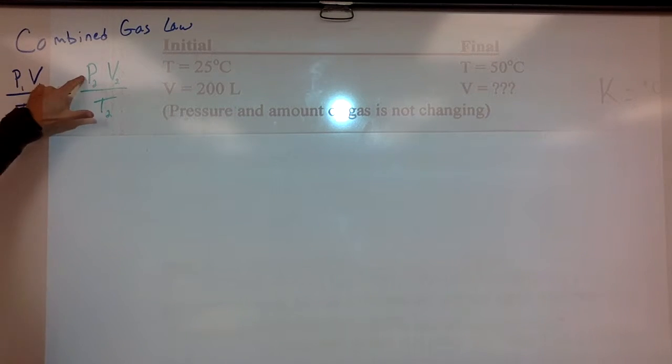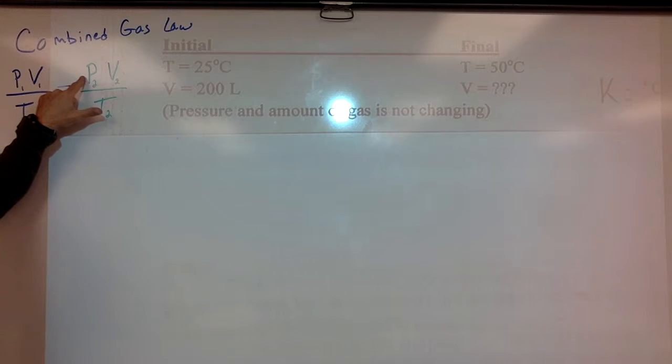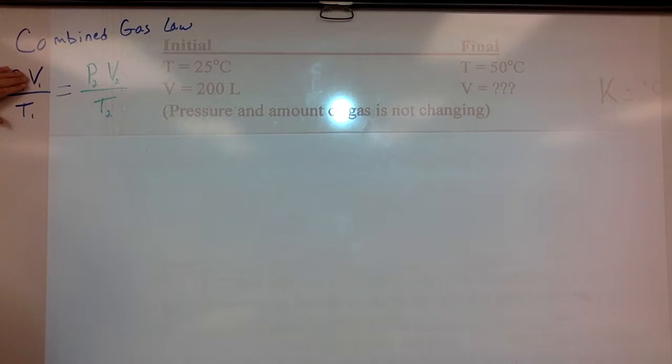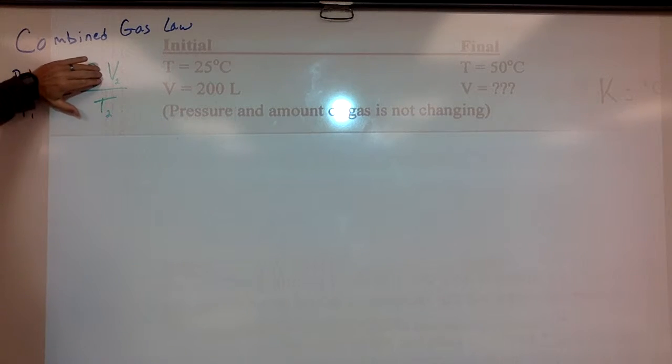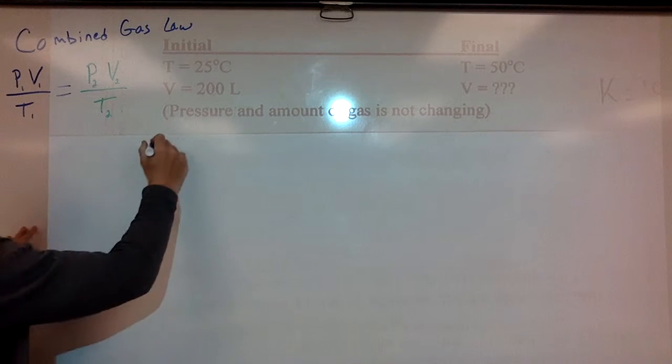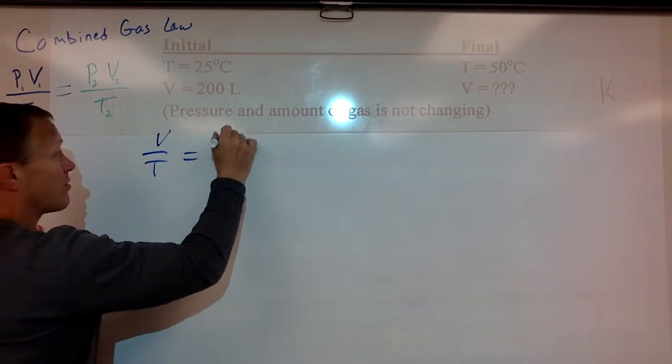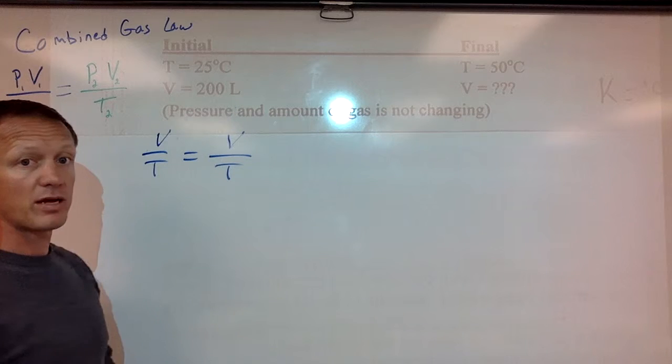So since pressure is not changing, you could put a number in there for them that's the same on both sides, or just leave P out of it. So V over T equals V over T. If something's not in there, that means it's staying the same. Now we set it up like this.